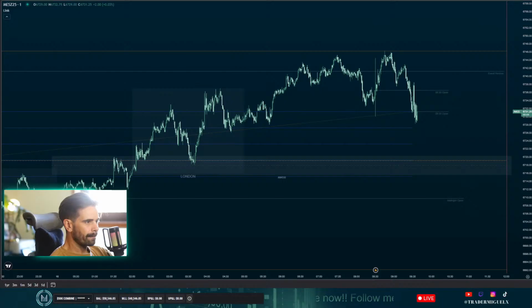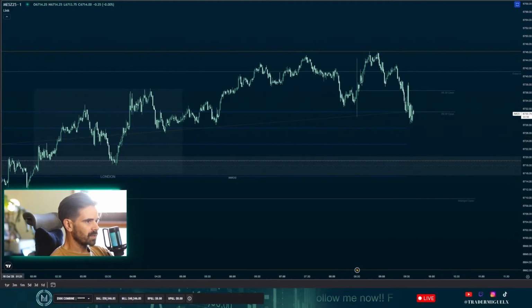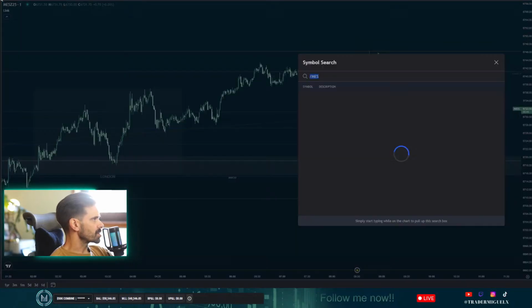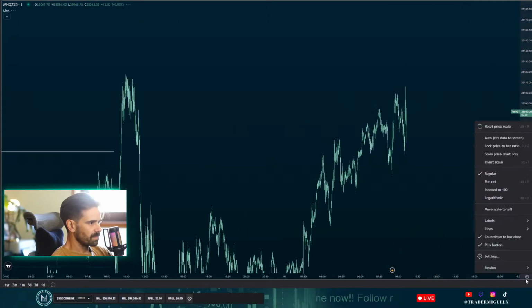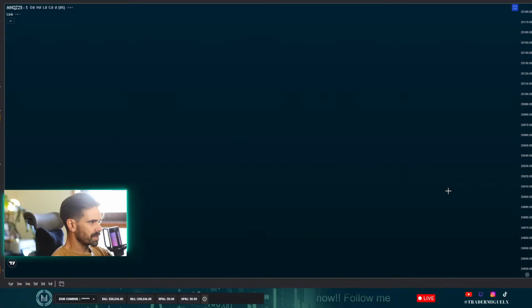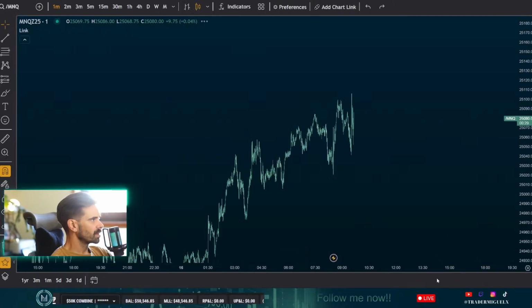I really would like to see some urge of buy side liquidity first, but it seems like it's not happening here so far. Let me switch to MNQ just to see what it is doing, and just let me take a look at the regular trading hours as well. Oops, god damn it, what's happening?